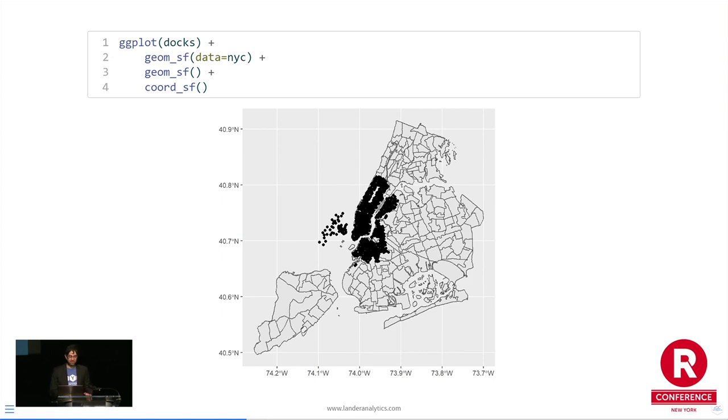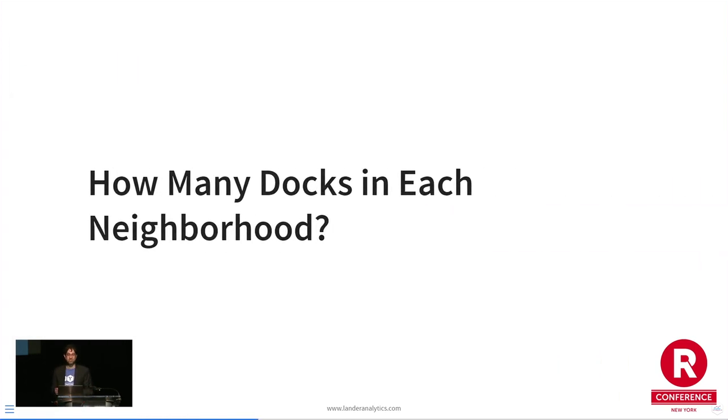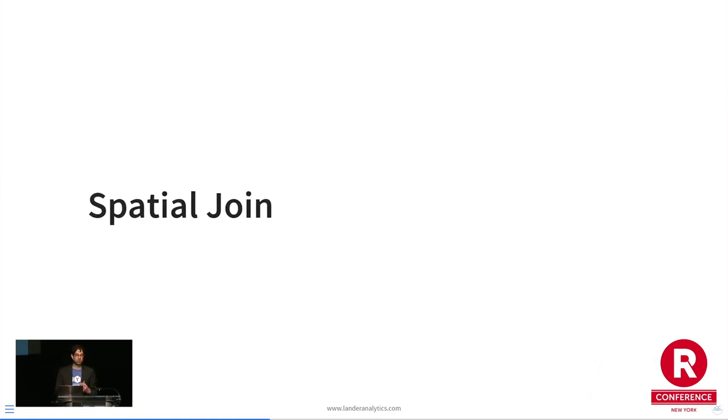We will fix that in a little bit, but before we can fix that, we have to answer the question, how many docks are in each neighborhood? This has many steps to it. We first need to do a spatial join to figure out which docks are in which neighborhoods. We then need to just compute a count of each neighborhood, and then create a plot, which is a choropleth. So first, the spatial join, which docks are in which neighborhoods.